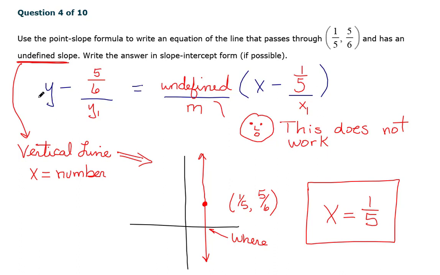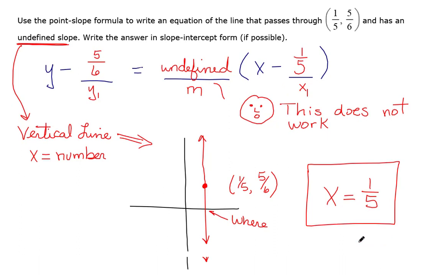So what do we know? Well, we know that undefined slope means it's a vertical line and it's of the format x equals a number. Well, if it has to go through the point 1/5, 5/6, that means I went over, and this is 1/5, and then up 5/6. So the equation is x equals 1/5.